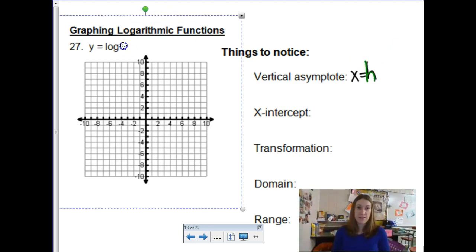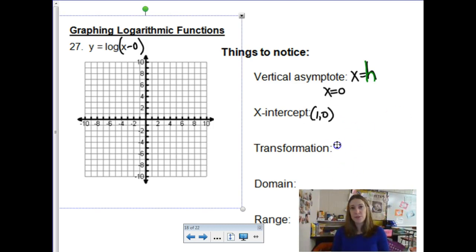But in this particular example, notice there's no h, right? It says x minus nothing. So we're going to have a vertical asymptote at x equals 0. The x-intercept in this particular case is going to be at (1, 0). But it could be shifted, so we'll talk about that more later.